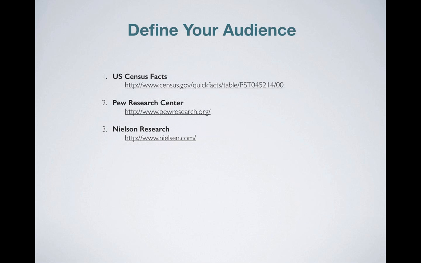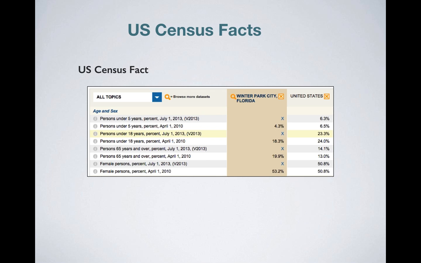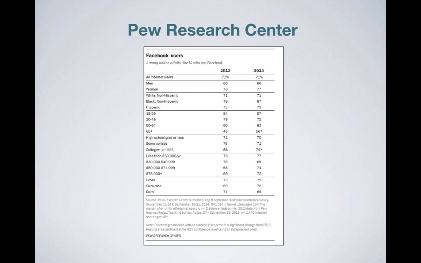Pew Research and Nielsen Research both do media-based research. So they do studies and surveys to find out who's consuming what types of media. And so they have some good information. This is a screenshot from the census for Winter Park. So you see a little bit of what it has to offer, and that's the age range.